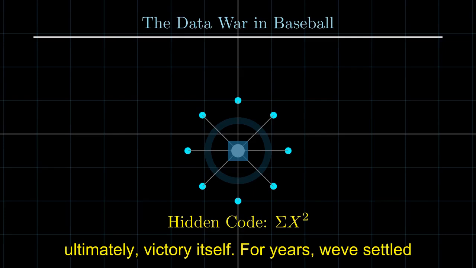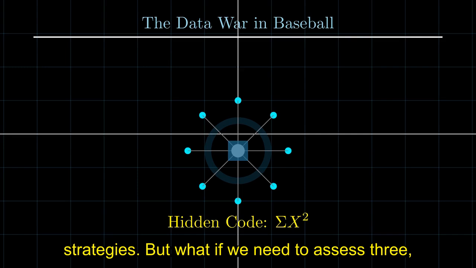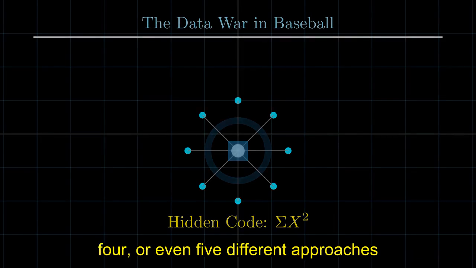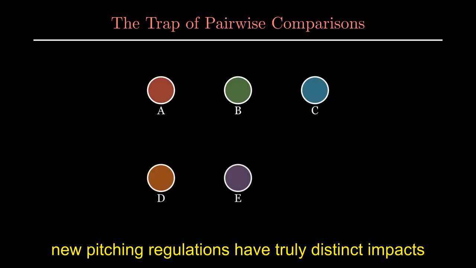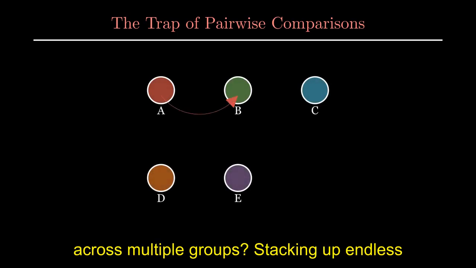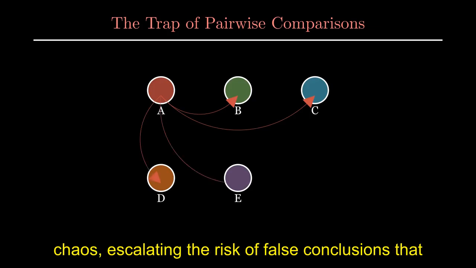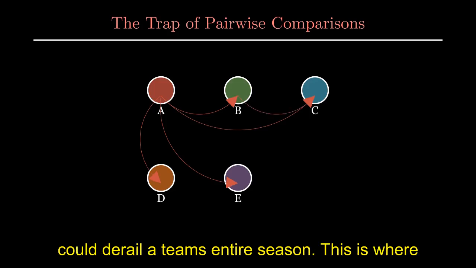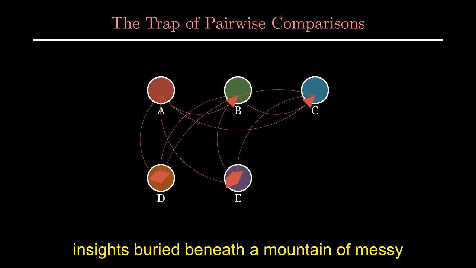For years, we've settled for comparing 2 teams, 2 players, 2 strategies. But what if we need to assess 3, 4, or even 5 different approaches simultaneously? What if we want to know if specific coaching philosophies, salary structures, or even new pitching regulations have truly distinct impacts across multiple groups? Stacking up endless head-to-head battles just leads to statistical chaos, escalating the risk of false conclusions that could derail a team's entire season. This is where traditional methods fall short, leaving crucial insights buried beneath a mountain of messy comparisons.